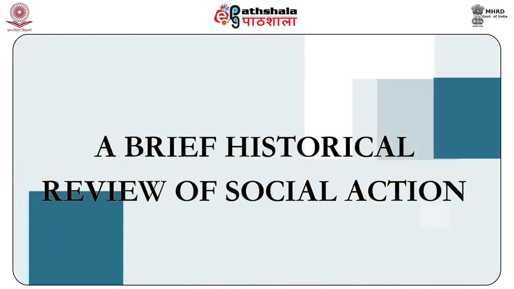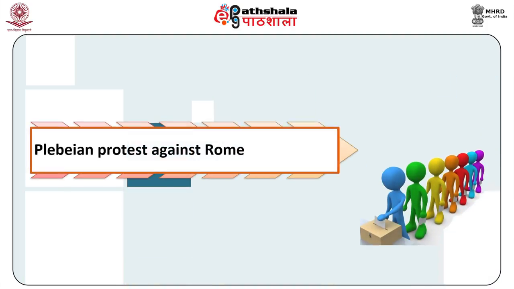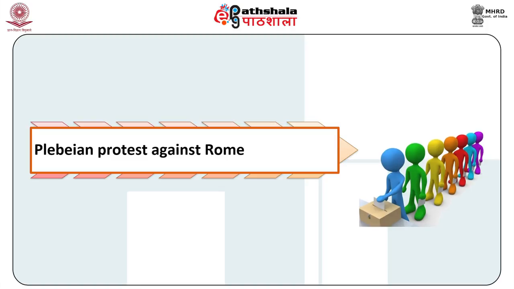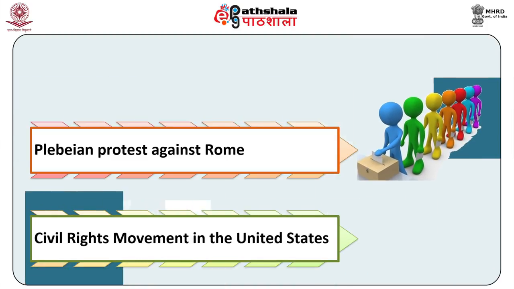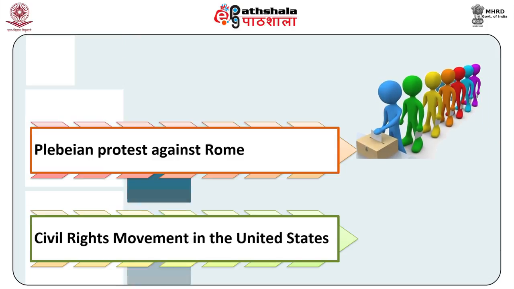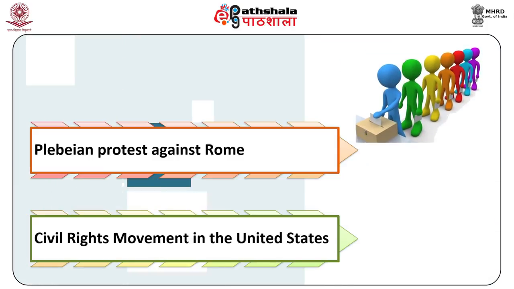Let us look at the brief historical review of social action. Social action is as old as human society. Its manifestation in some form or other can be tracked from the available historical records, from the Plebeian protest against Rome in the 5th century BC, from ancient Rome to civil rights movements in the United States. It has had a long and varied history.